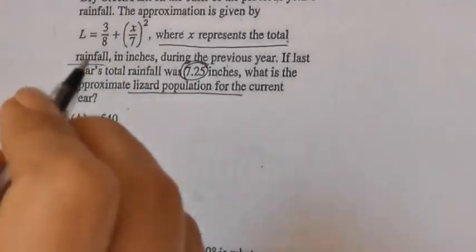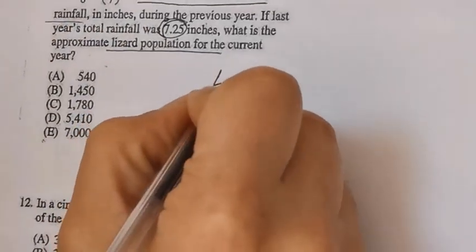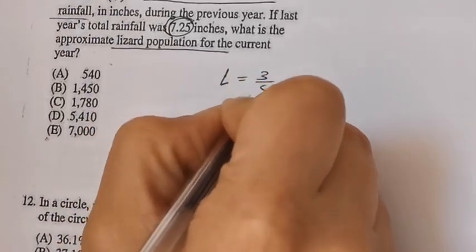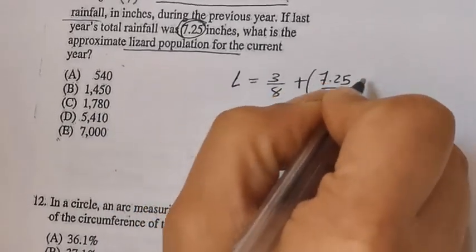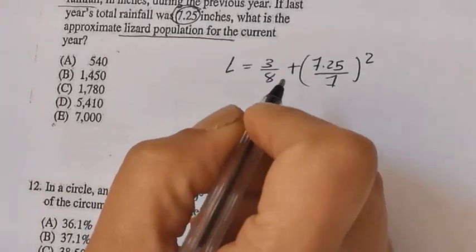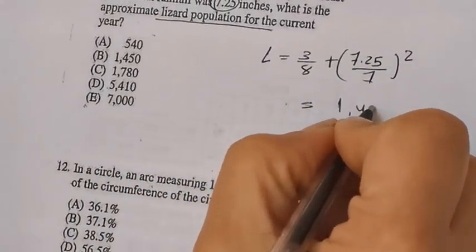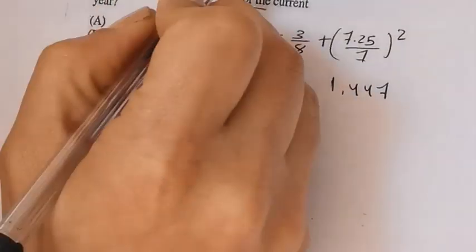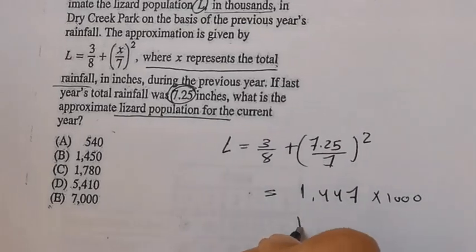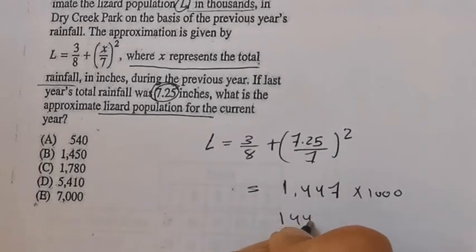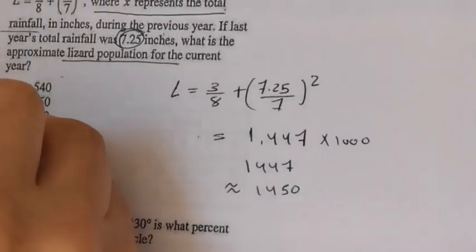So we need to find L, and the question gives us the value of X. We substitute: L is equal to 3 over 8 plus 7.25 over 7 to the power 2. Directly, we will get the answer 1.447. Since the question said it's in thousands, multiply it by 1,000, and you will get 1,447, which is approximately equal to 1,450.